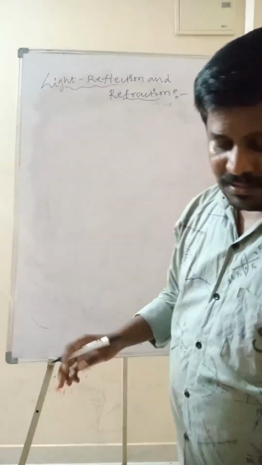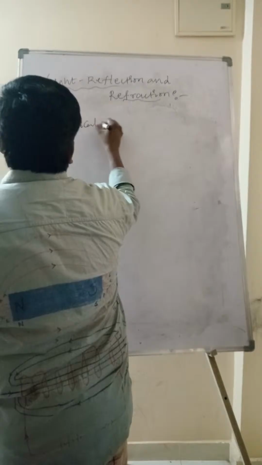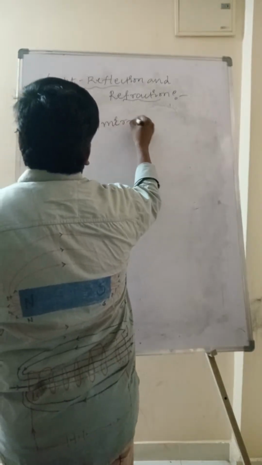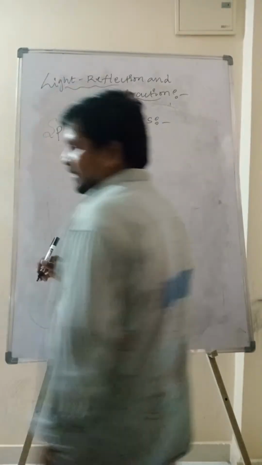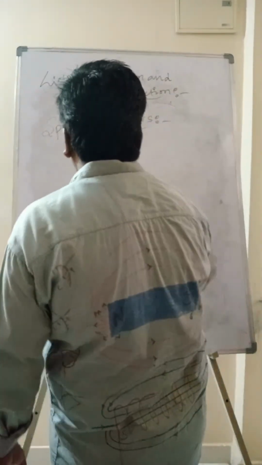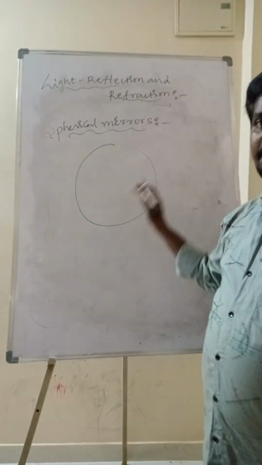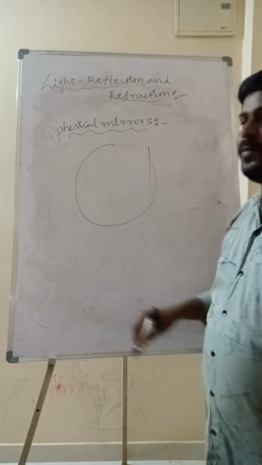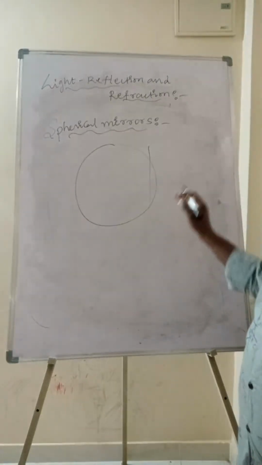Spherical mirrors. Spherical mirrors I am considering. If you take it like this, it is a part of a sphere. So if you consider a small portion, just go through it.